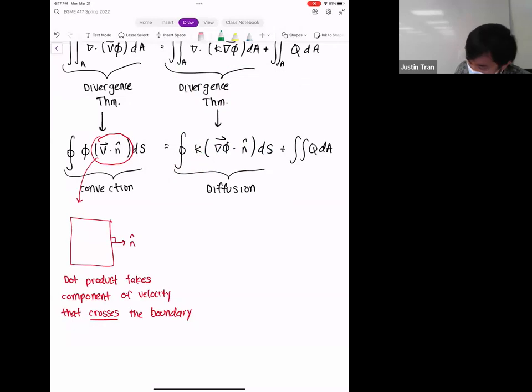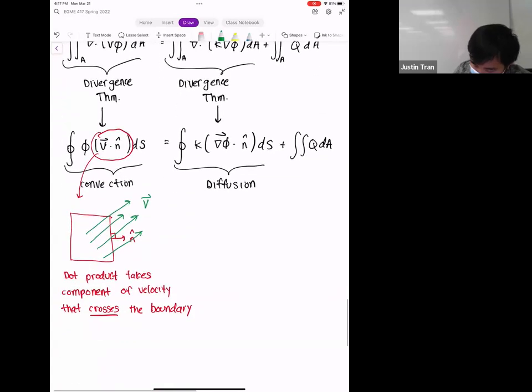For this square right here, let's say that we have a velocity field that looks like this. So this is v with an arrow, the velocity field. If we take this velocity vector and bring it out here, we can break it up into two components. We're going to have a Vx as well as a Vy. Any vector you can always break up into its components. In this case I picked x and y, but you can break it up into any components that you want.